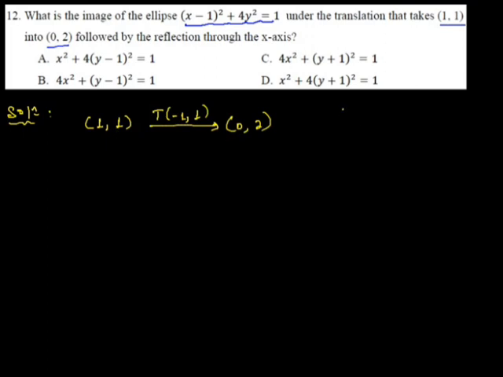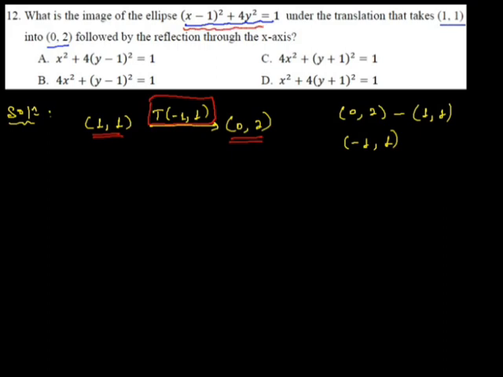What is the image of the ellipse given here under a certain translation that takes 1, 1 to 0, 2? Here, a certain translation is given. That translation takes the point 1, 1 to 0, 2. So definitely this translation must be minus 1 comma 1. Or you can take the difference between 1, 1 and 0, 2. So this difference is minus 1 comma 1. This is the translation that takes the point 1, 1 to 0, 2. Now the question is, what is the image of this ellipse?